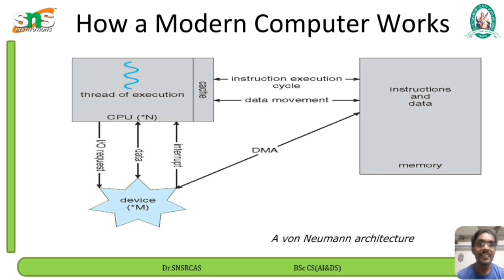So here is how a modern computer works. There are instructions and data stored in the memory, and there is a thread of execution, cache memory, or the CPU, the central processing unit. There is an I/O request, a data conversion and an interrupt. But the device memory is accessed directly from the main memory, without interruption of the CPU, using the DMA concept. This is called the von Neumann architecture. We will understand this concept technically and more deeply in the upcoming videos.